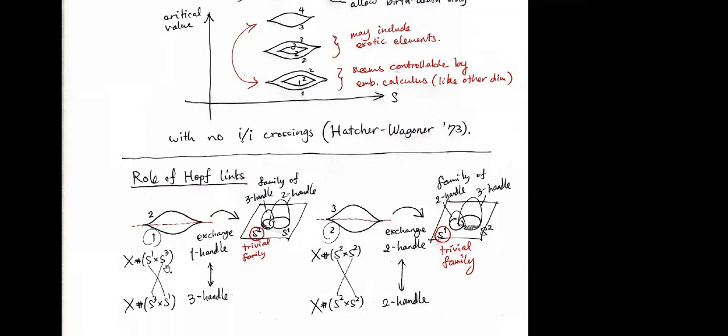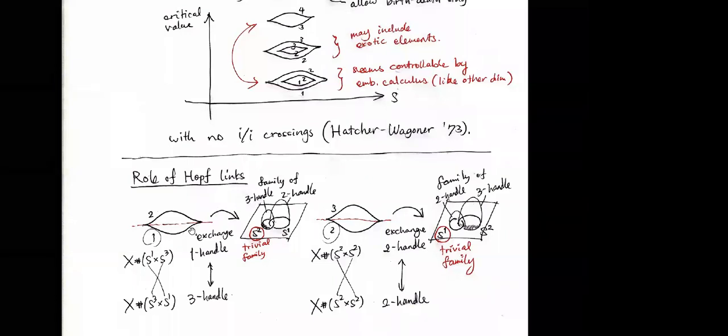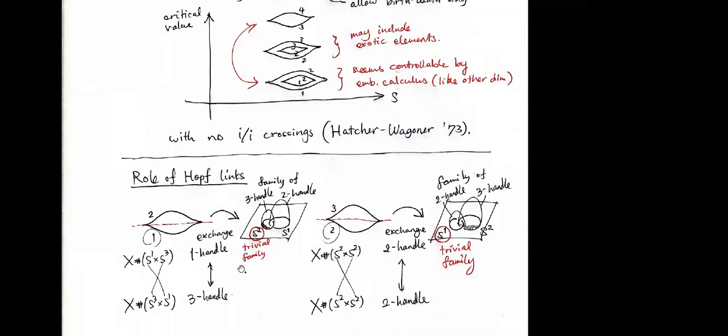And we can exchange one handle here with three handle by changing the cobordism, since this S1 cross S3 can also be considered as the boundary of a three handle attached. So we can exchange one handle into three handle. And we can assume that the family of one handles is trivial over the parameter. So we can replace this continuously over the parameter. So we may obtain a family of two-three handle pairs.